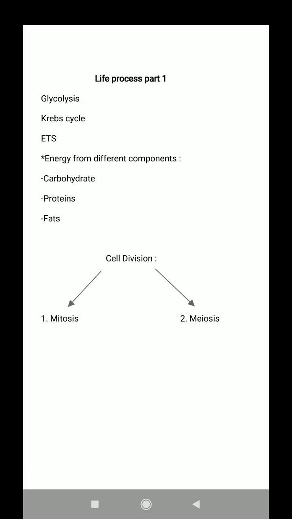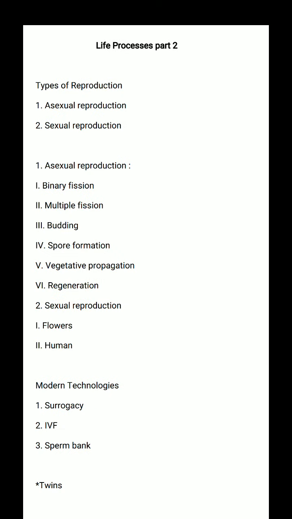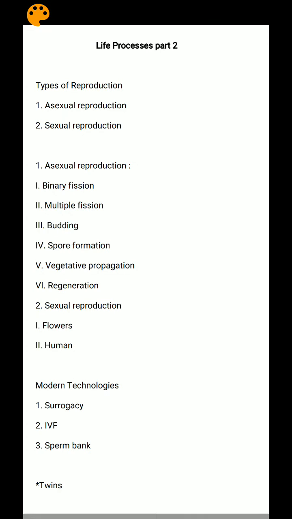The next chapter is the third chapter, that is life processes part 2. First of all, in this chapter we are seeing reproduction. Reproduction has 2 types: asexual reproduction and sexual reproduction. What is the difference between them? Asexual reproduction requires only a single parent, and sexual reproduction requires two parents.